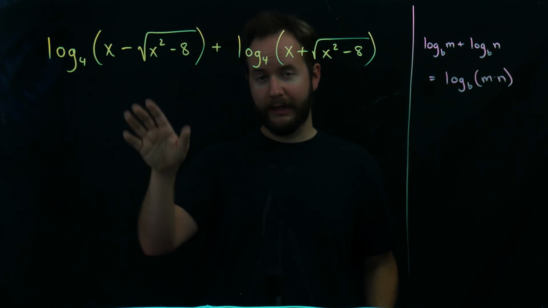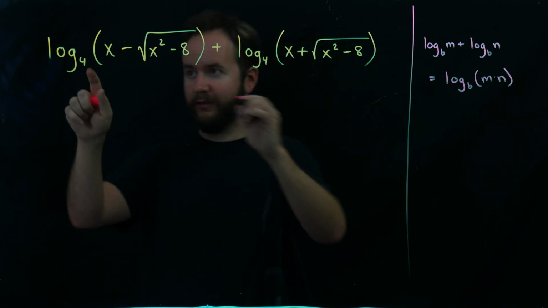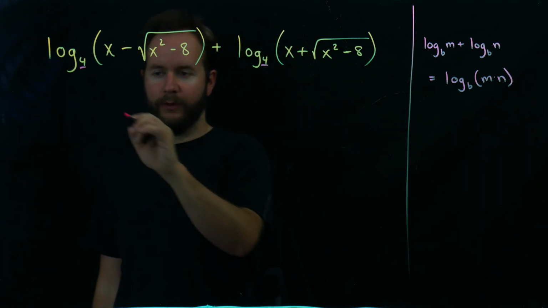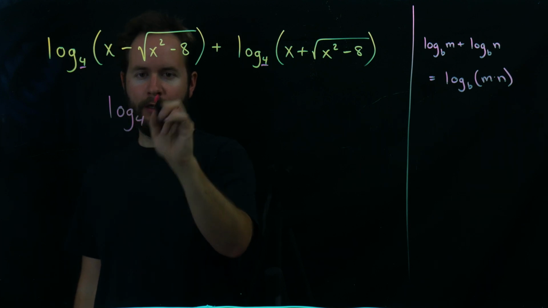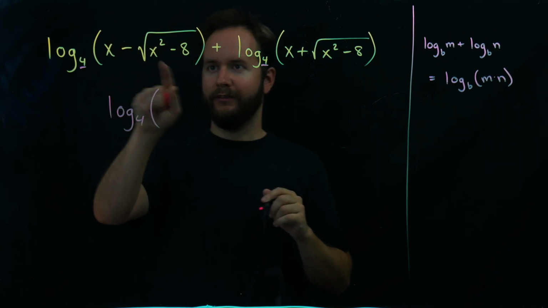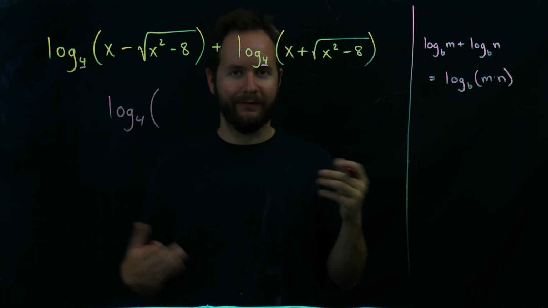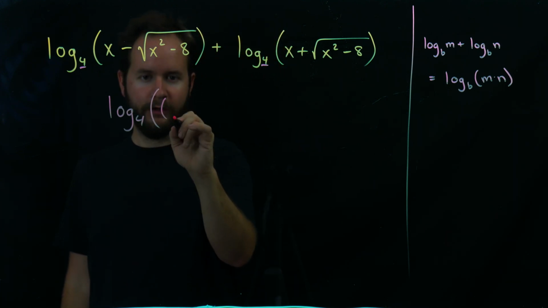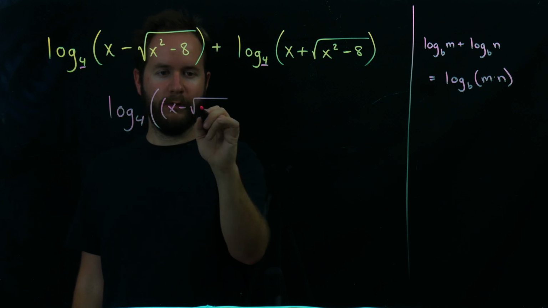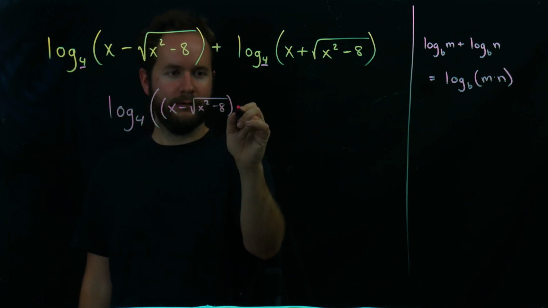So here we have two logs being added together. We're going to multiply their arguments because these are of the same base, base 4. So we end up with log base 4 of x minus the square root of x squared minus 8 times x plus the square root of x squared minus 8. Now that's a lot to multiply, so I'm going to just write it here for starters, but we will clean this up in a second.